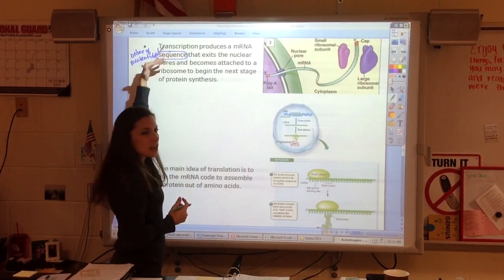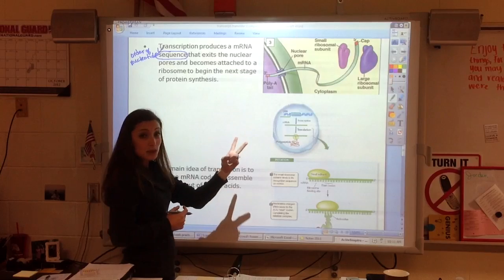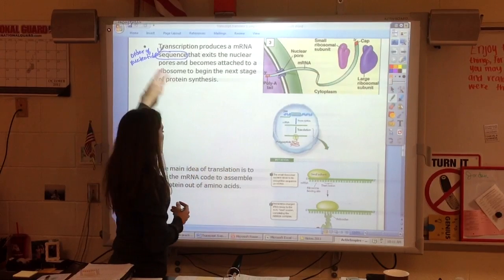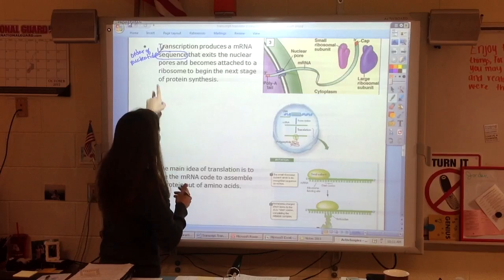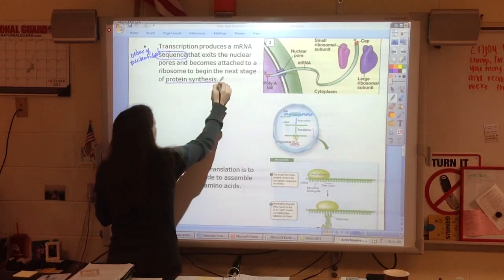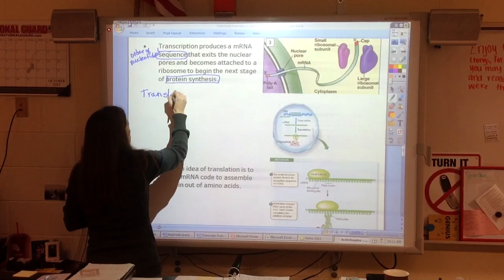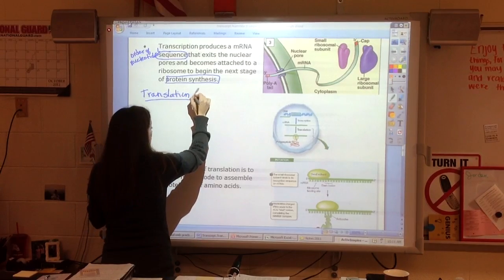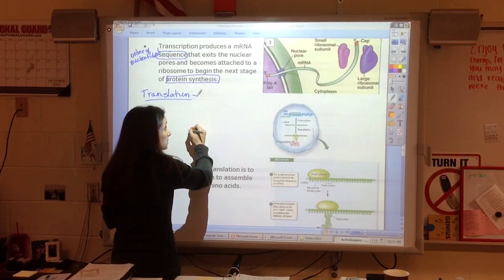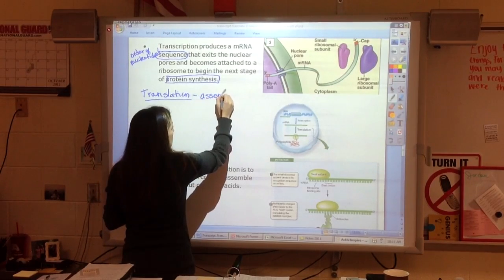So we've got a lot of steps here that could go wrong. We have to make it. It has to be able to leave the nucleus, and it needs to get to the actual ribosome. And so the next stage of protein synthesis is called translation. Translation is going to occur, well, first let's talk about what it is. Translation is the assembling of amino acids.